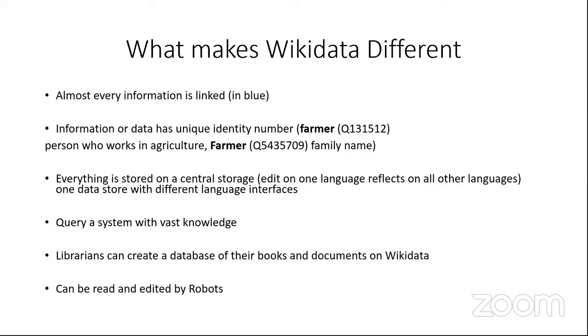And the last and most exciting thing about it all for me is that it can be read and edited by robots too. We all know that robots use numbers, and numbers are what Wikidata also uses to uniquely identify each data item. So it's easy for a robot to also take control and then edit as well.